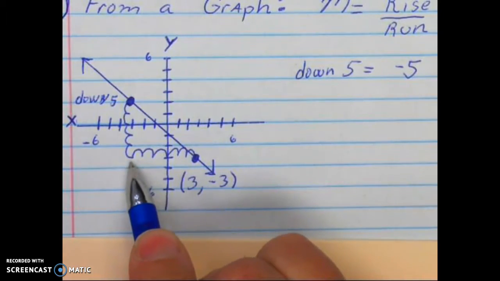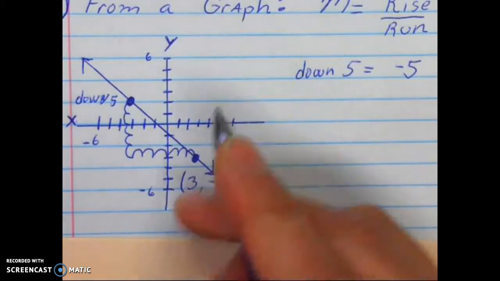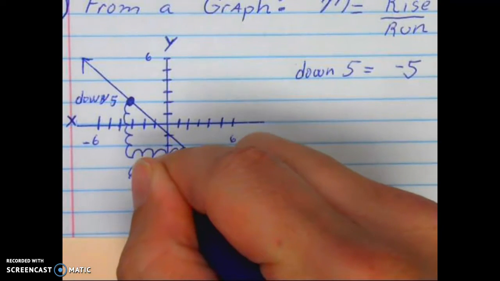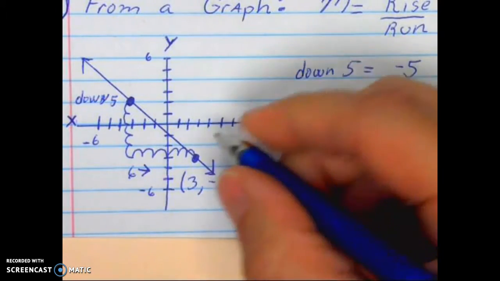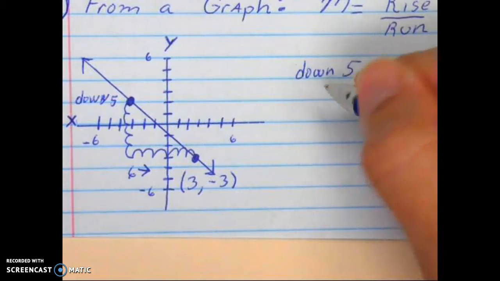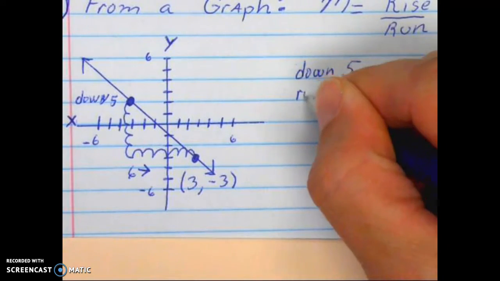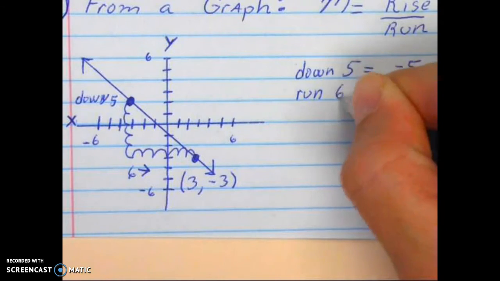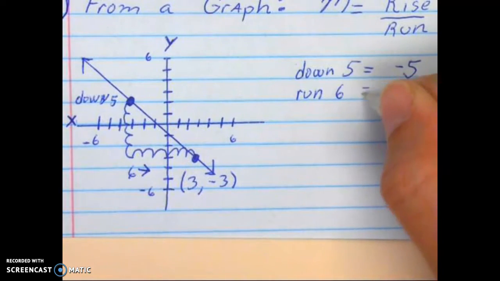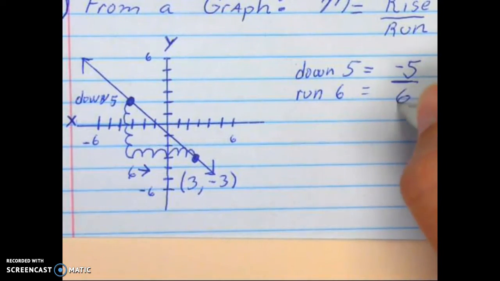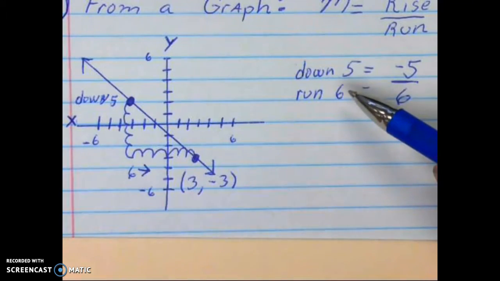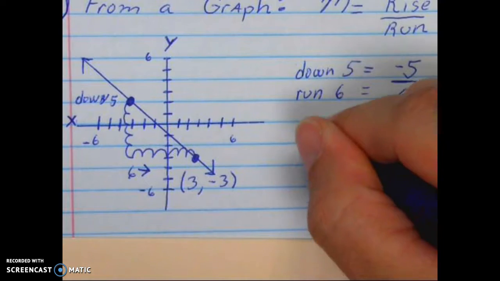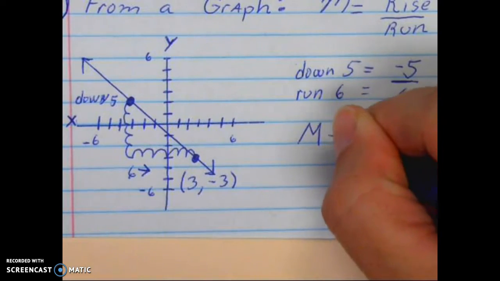Now when I got here and I went over 6 spaces, right? And that's my run. So my run was 6. So that's going to look like 5 over 6. So I went down 5 spaces over 6. So what is my slope? Literally my slope is that fraction.